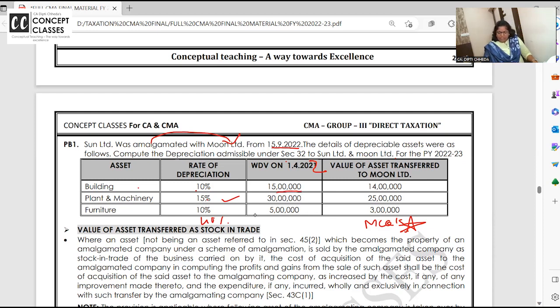So the WDV is this much, and there is the market value on the day it is transferred. Market value of this asset is of no use. Depreciation is always charged on the WDV, whatever WDV is in the books as per income tax, and proportionate days till 14 September. So first, can we calculate the days? How will we calculate the days? April has 30, May has 31, like that. It's a small problem, but just once we will do it in the notebook.